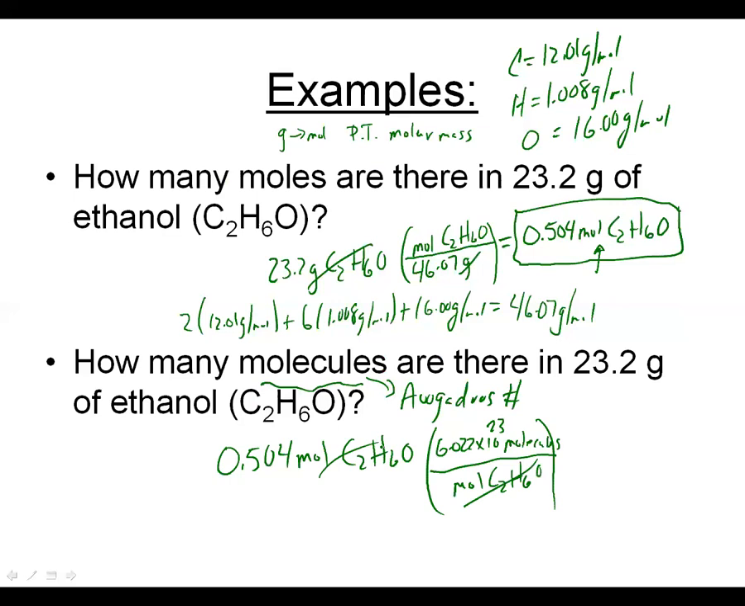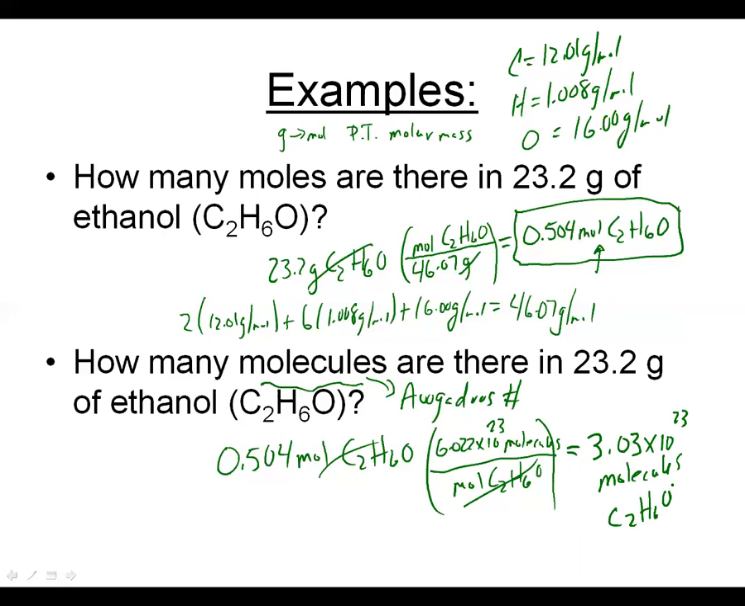So we're going to multiply by Avogadro's number here. And again, make sure you use your exponent button, which is that EE button, that EXP button. And if you do that, you will end up with, we got 3.03 times 10 to the 23. And the units here would be molecules of C2H6O. Any questions on any of these calculations?